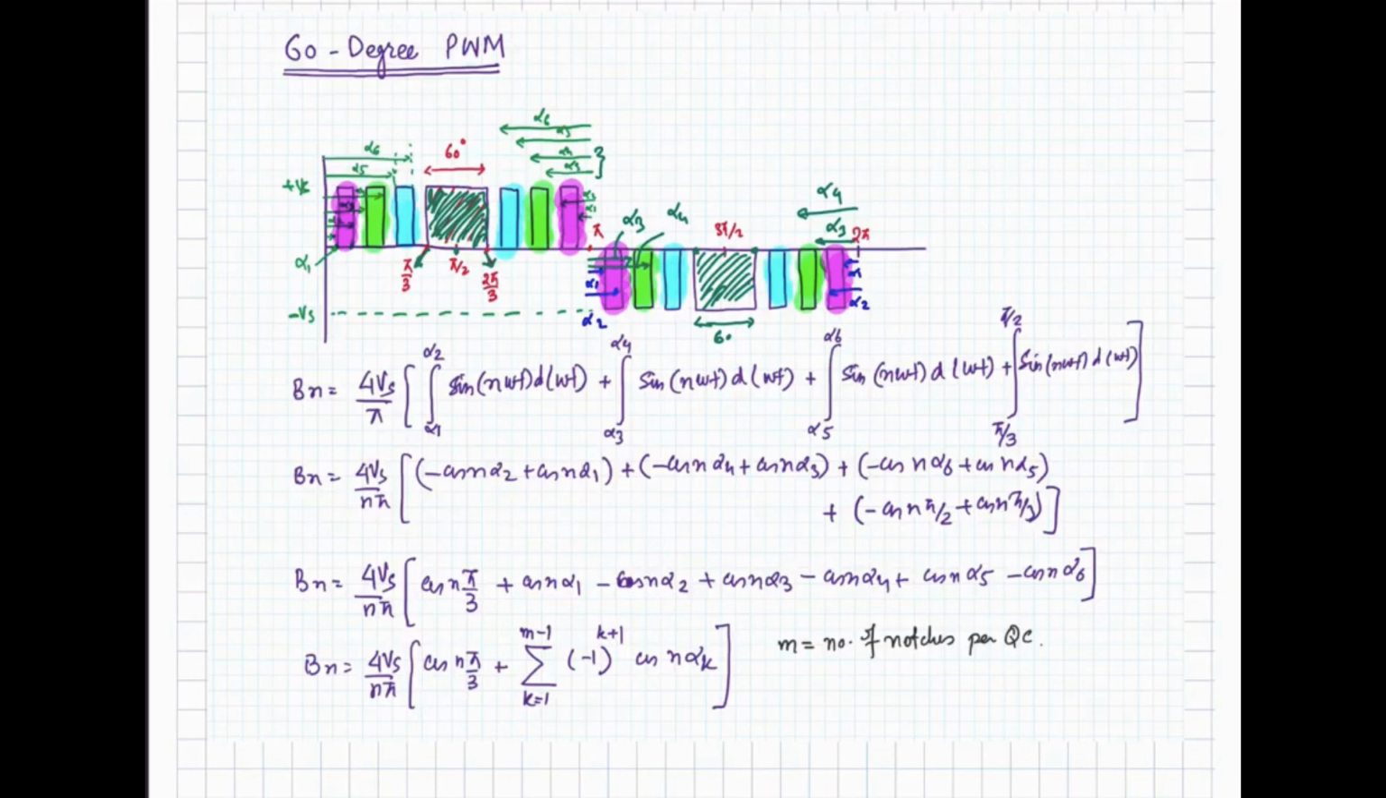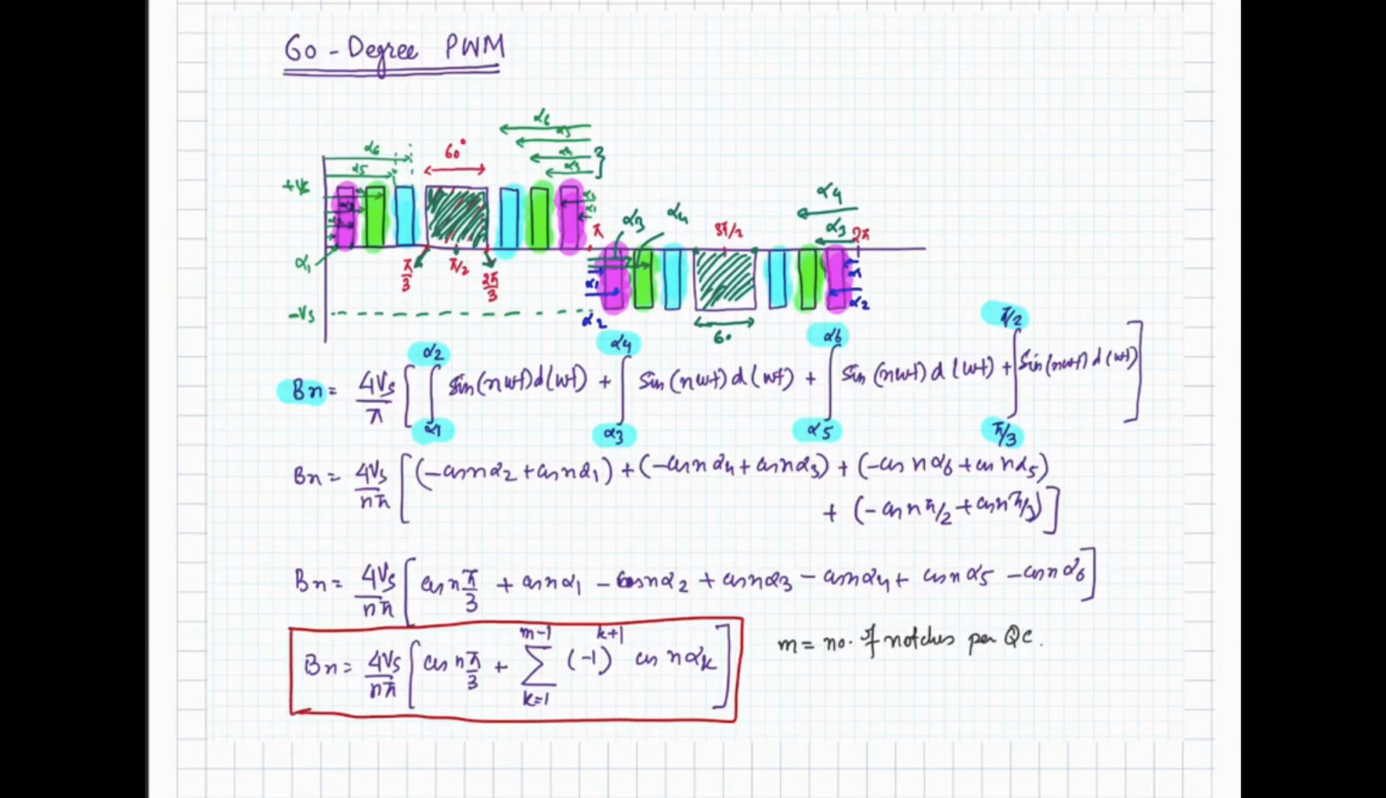So after marking all the angles, now if we calculate Bn from alpha 1 to alpha 2, it is positive. Then from alpha 3 to alpha 4 it is positive. From alpha 5 to alpha 6 it is positive, and after alpha 6 we have pi by 3 to pi by 2 because the center pulse is of width 60 degree, right. So now if we simplify, we are going to get this expression for the Bn, and this is said to be the 60 degree PWM technique because our center pulse is of the fixed width of 60 degree across the pi by 2 or 3 pi by 2.